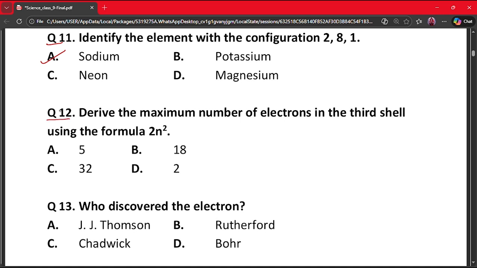Derive the maximum number of electrons in the third shell using the formula 2n square. A says 5, B 18, C 32, and D 2. So here formula is 2n square. So for n is equals to 3, it will be 2 into 3 square, which will give us 2 into 9, which is equals to 18. So our correct answer is option B.